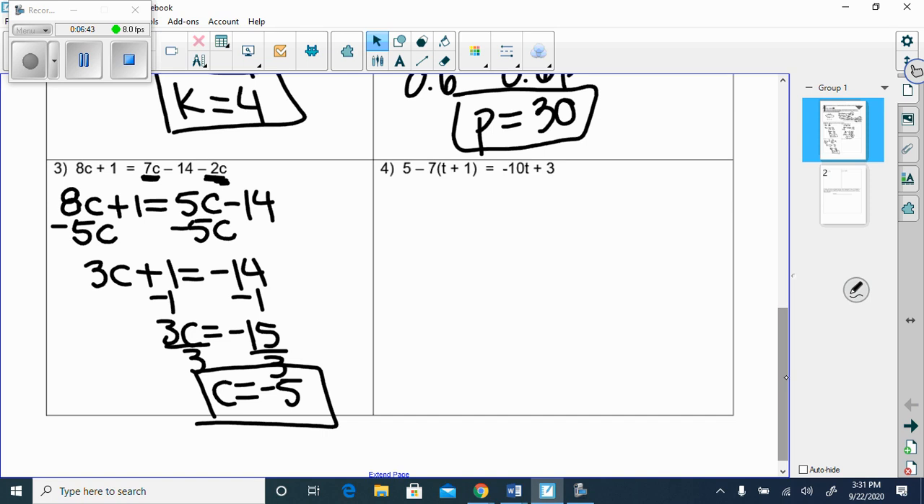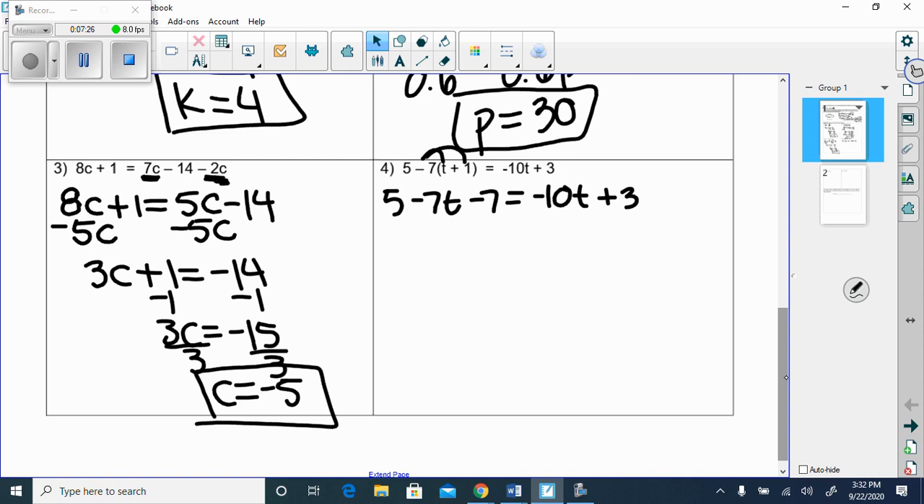Okay, so that combining like terms, that's something we've been working on the past few days, right? Make sure you combine before you move. So what is number 4 asking us to do? What do we have to do? What is that? Distribute. There we go. Good job. So I've got negative 7 times t and negative 7 times positive 1 equals negative 10t plus 3.